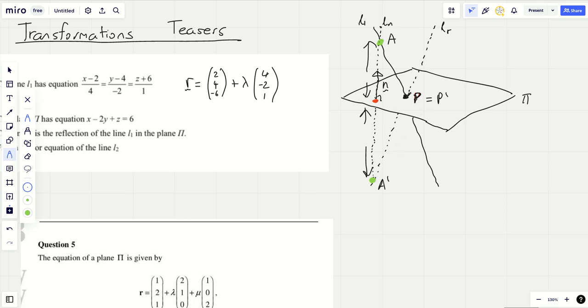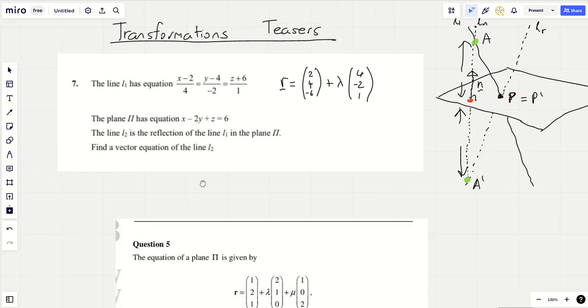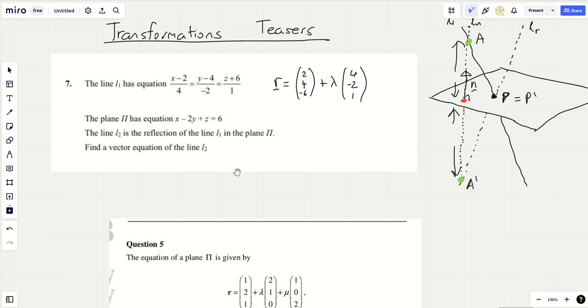Step 1, find the place where the line intersects the plane. And then step 2, find the equation for the line which is normal to the plane passing through A. Step 3, find where this line hits the plane so I can double that distance. And then step 4, find A dash, and step 5, find the line through A dash P dash. That's what we're going to do. And I've got a lovely picture of this on GeoGebra as well, which I'll show you once I've done it. So, okay, let's do it.